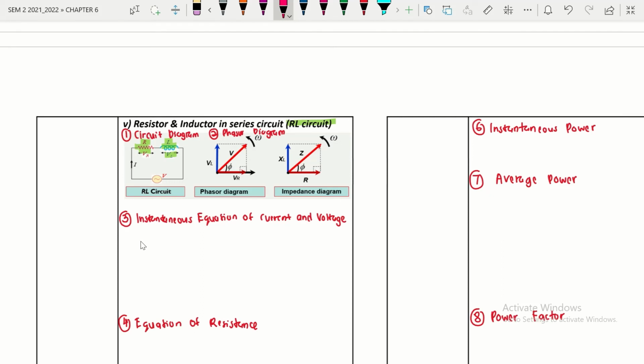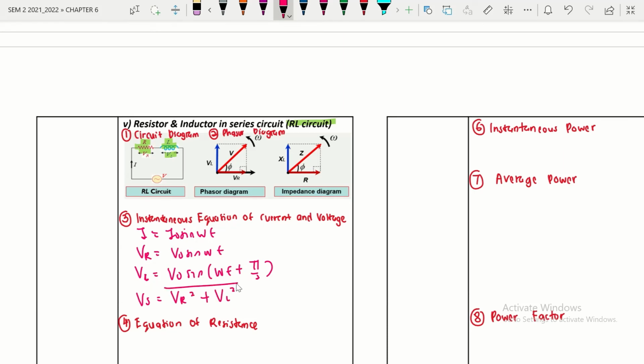So, we will have the instantaneous equation for current, I naught sine omega t. And then, voltage across the resistor adalah V naught sine omega t. And voltage across the inductor is V naught sine omega t plus pi over 2. So, sebenarnya dia boleh tulis dalam cos juga. Tapi, I memang tulis dalam sine sahaja. Dan, if you nak dapat supply voltage, kita akan cari magnitude je lah. VR squared tambah dengan VL squared.